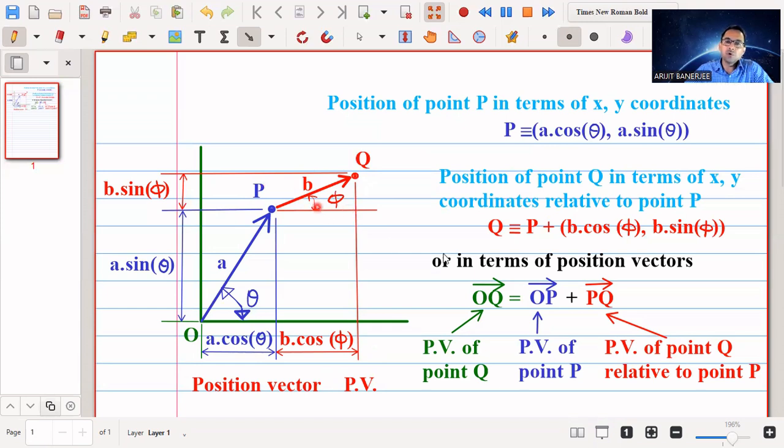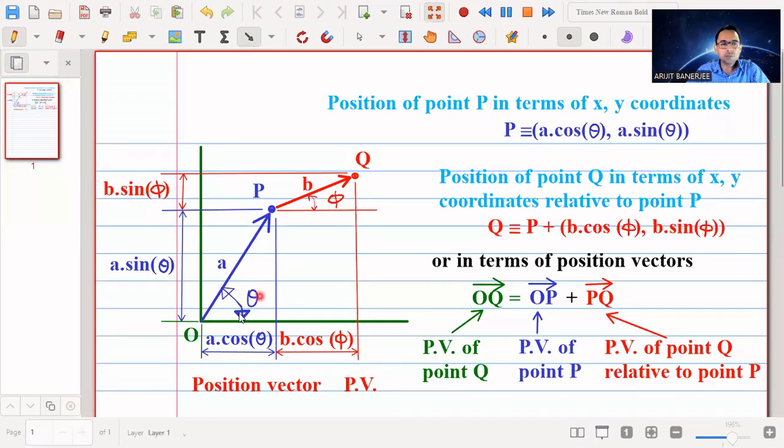Now, we will define the location Q in terms of the location P as can be seen here. So here, as you can see, I have written Q is defined in terms of P. So P plus B cos phi, B sin phi. So here I have defined the position of Q relative to the position vector in terms of P. So as you can see, the vector OQ is equal to vector OP plus vector PQ.